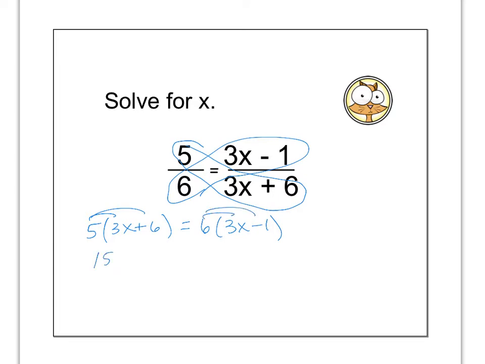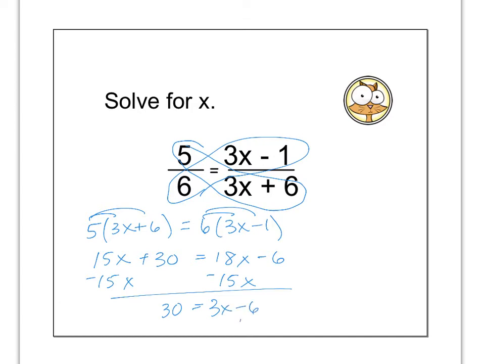So you get 15x plus 30 equals 18x minus 6. Combine your like terms, so I'm going to subtract 15x. So you get 30 equals 3x minus 6. Add your 6. And you wind up with 36 equals 3x, because those cancel, and then divide by 3, x equals 12.